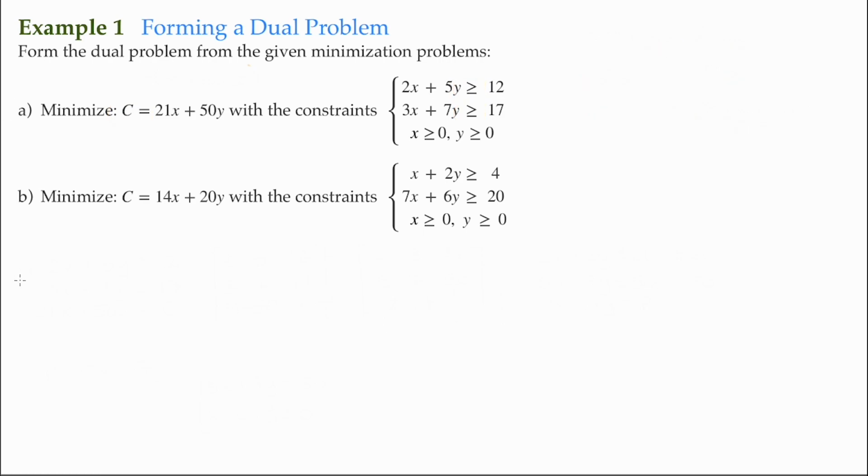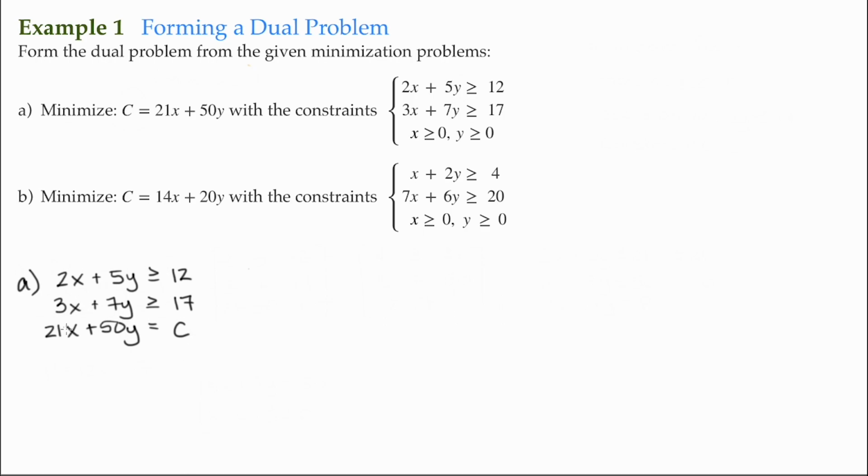So for letter A, the first thing we'll do is write out the constraints along with the objective function. So we'll do 2x plus 5y, that's greater than or equal to 12. And then 3x plus 7y, that's greater than or equal to 17. And then we put in the objective function, 21x plus 50y, and that's equal to c.